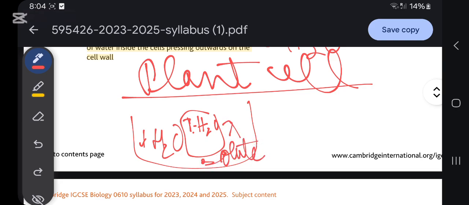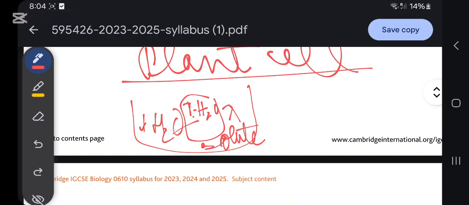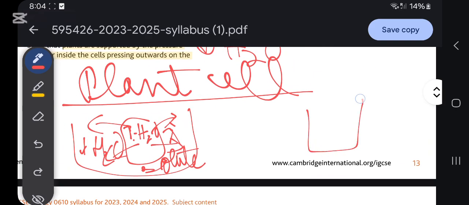So what is going to happen? We're dealing with water. Water will move out of the plant cell and into the solution because it moves from high to low. What is going to happen now is that the cell membrane will pull away from the cell wall. So here, plant cells are placed in a concentrated solution. Water will move out of the plant cells by osmosis.